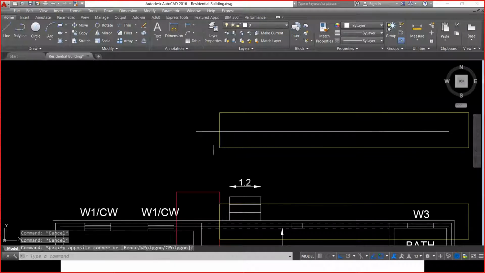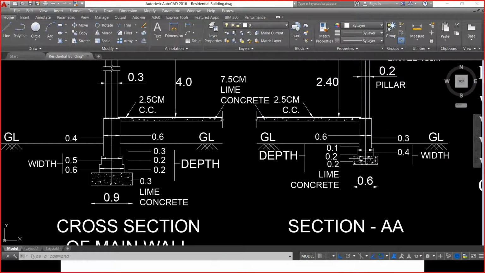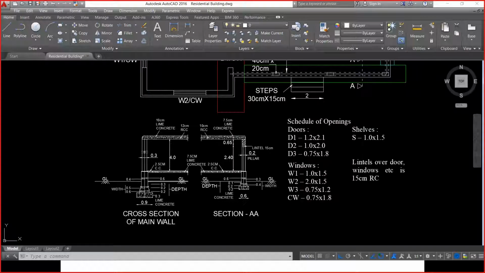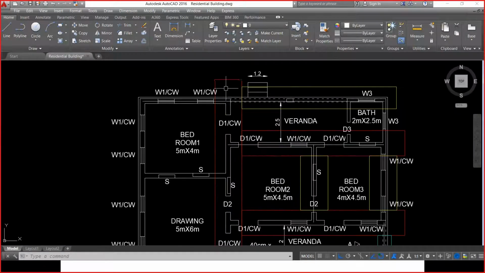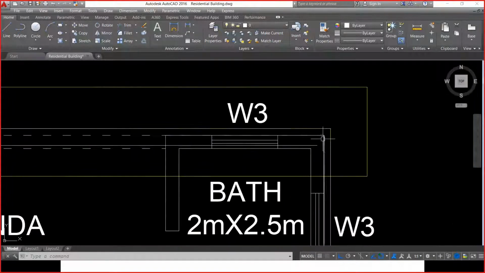But in order to subtract this, it is not 0.9 meter which is overlapping. Again, the same concept: this portion is overlapping the width of 0.5 meter. So the calculation remains almost the same as in the previous case. The number of long walls is 1. The center to center distance is 9.65 minus 0.52 for this wall, minus 0.5 by 2 for this particular portion which is already laid, plus 0.6 by 2 over here.